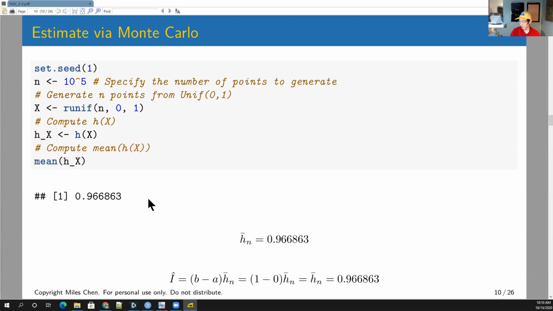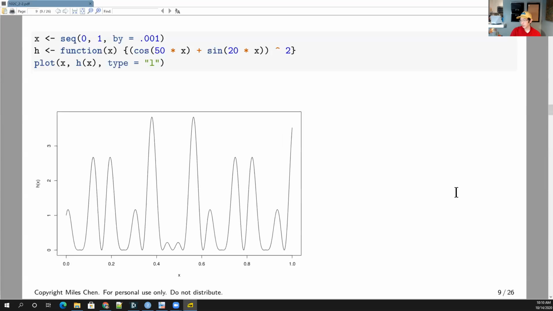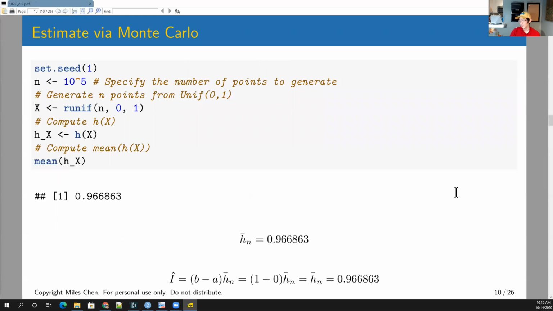And what's the mean? The mean I get is 0.9668. Okay, so it's a little bit off. The true value is 0.965. So we're off by 0.2 of a percentage point, but I feel pretty good about this.